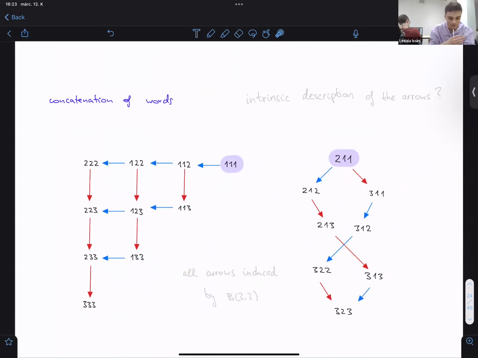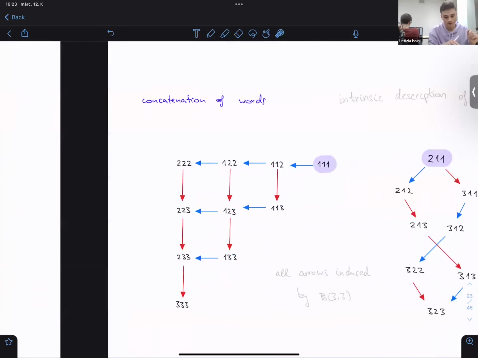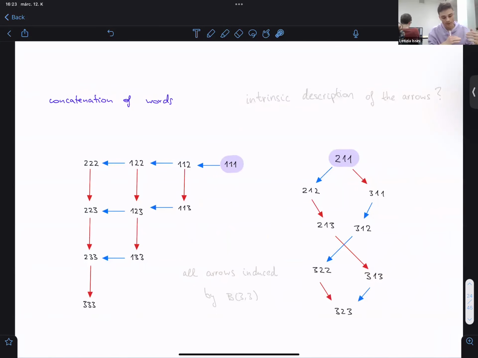And for words, there's a nice way of identifying this just by concatenating the words. So that's a theorem that the corresponding vertices will be just the concatenations of the vertices in the 2 words of the 2 crystals. And the arrows will be all the arrows induced by the big crystal B33. But this description is quite nice, but it also requires us to refer to the particular embedding. And it would be nice to have an intrinsic description just based on the arrows.